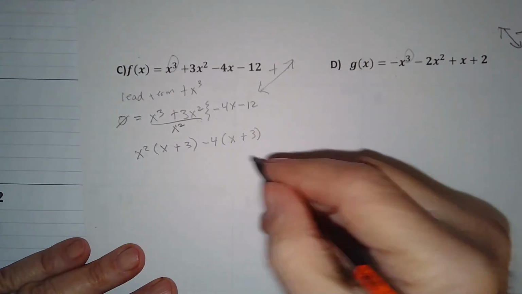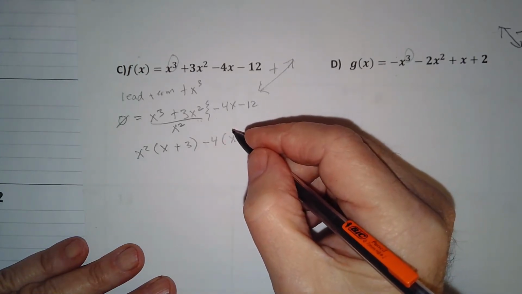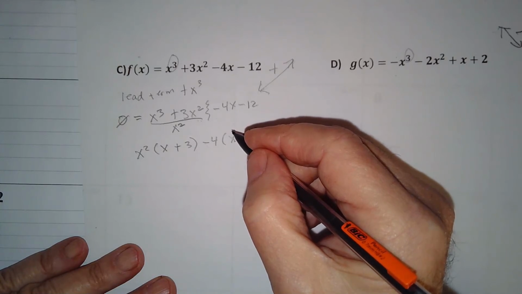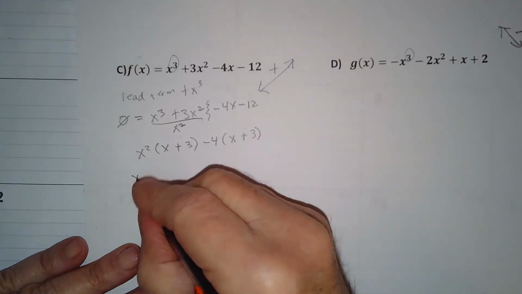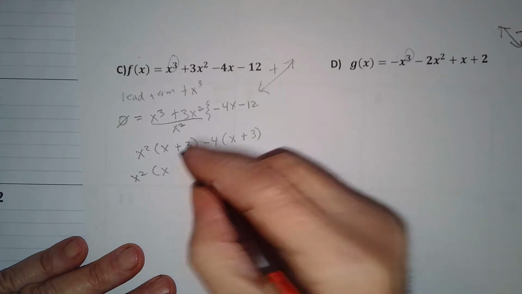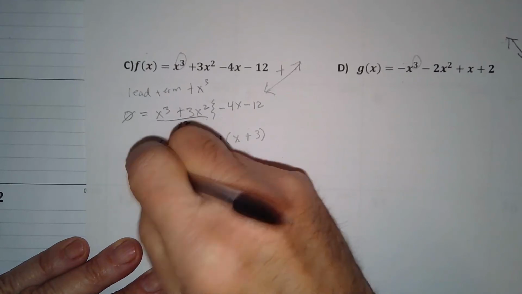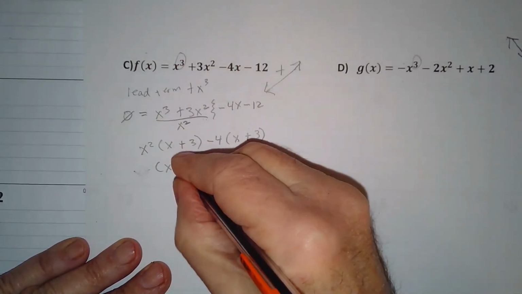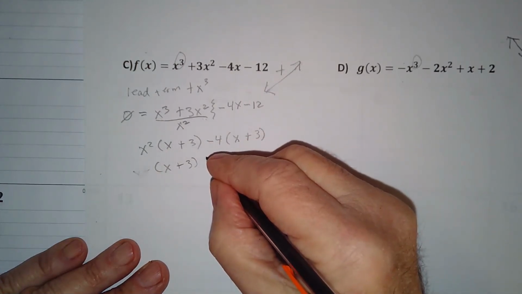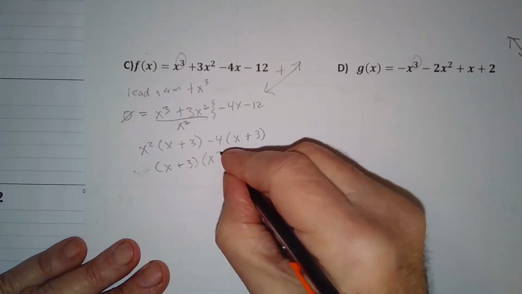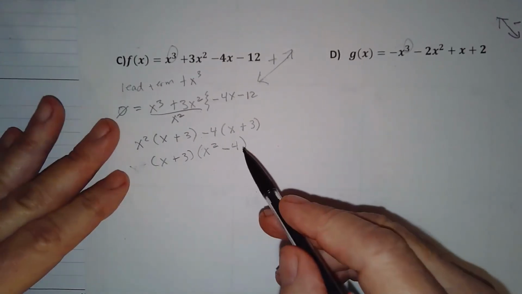So we can rewrite this, I'm sorry, let me rewrite that. We can take our x plus 3 and put that out there first, and then we can take our x squared and multiply that as x squared minus 4. Okay, so we've got the 2 terms here now showing here.